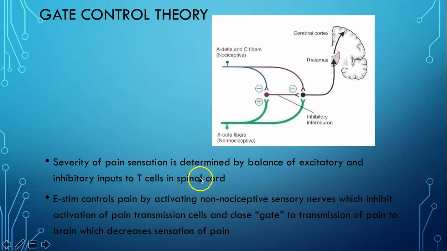And so I was just talking here about that balance of the excitatory and inhibitory inputs to these T cells in the spinal cord. And we're talking about E-stim can control that pain by activating those non-nociceptor sensory nerves, which inhibit activation of the pain transmission cells and close the gate, which decreases the sensation of pain. So we just have to realize with this, it depends on the type of electrical stimulation and the parameters that we use. So this would make sense if we're using E-stim in a sensory mode.